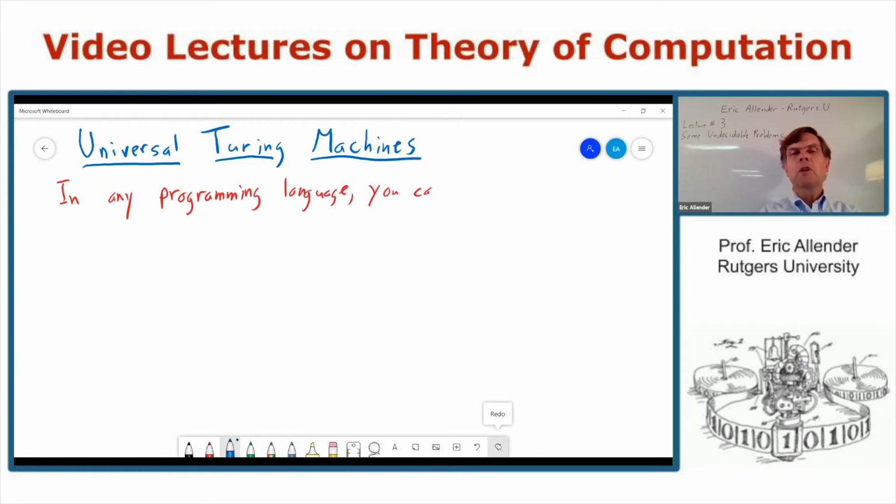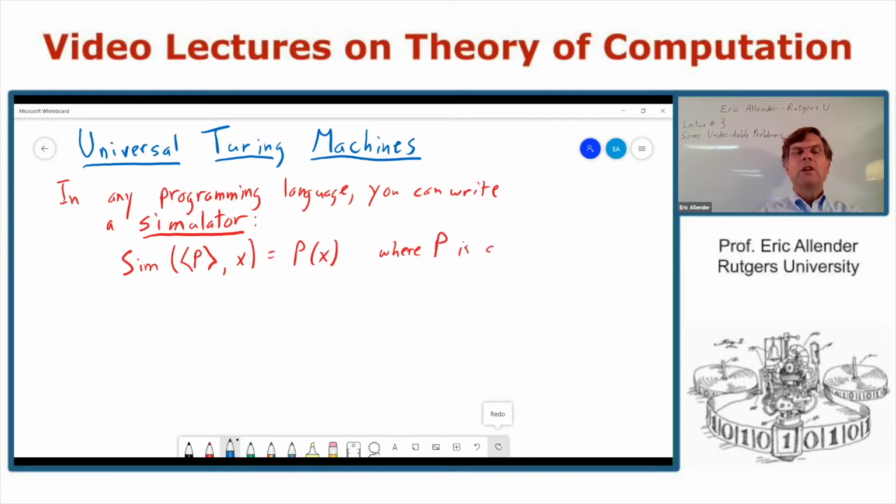Well, remember, we made the argument that no matter what programming language you're working in, anything you can do in that programming language, you can also do with a Turing machine. And it's certainly the case that in any programming language, you can write a simulator. What is that? It's a program, here I'm calling it sim, that takes as input the encoding of a program and some string X, and you run the program on X.